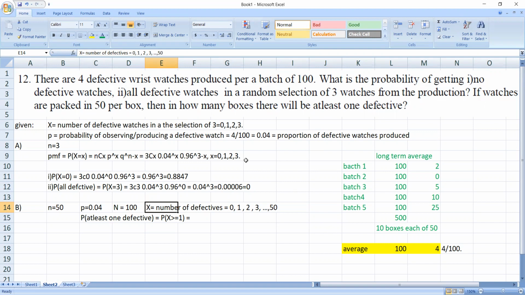Yes sir. Probability, what is probability? Probability is proportion. When do you say proportion?